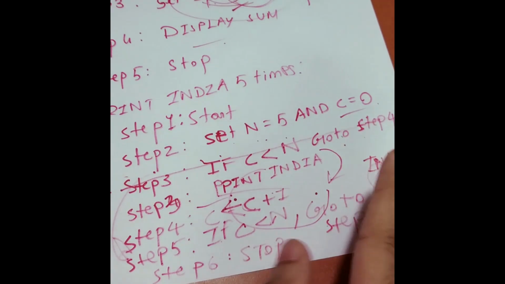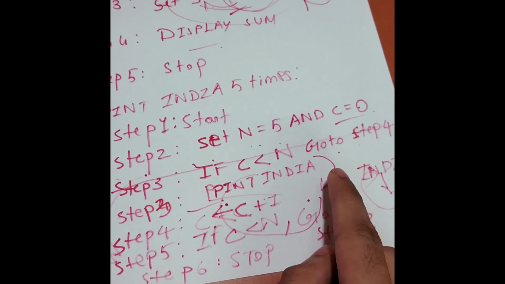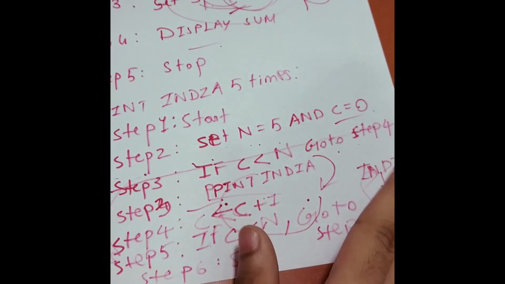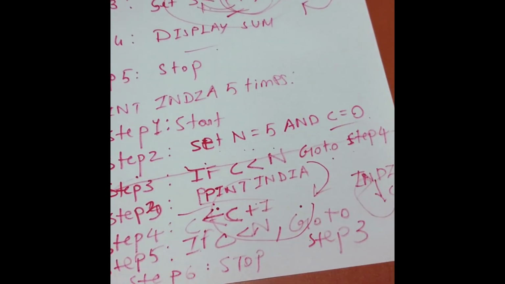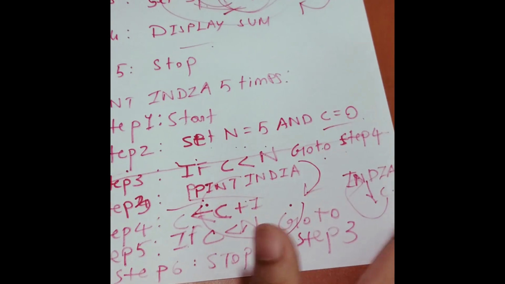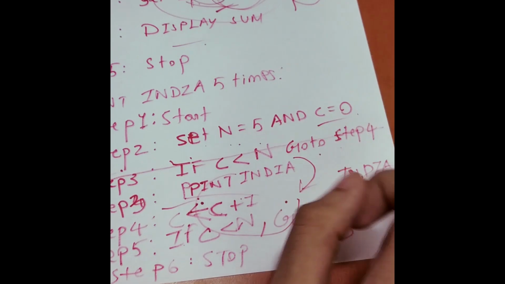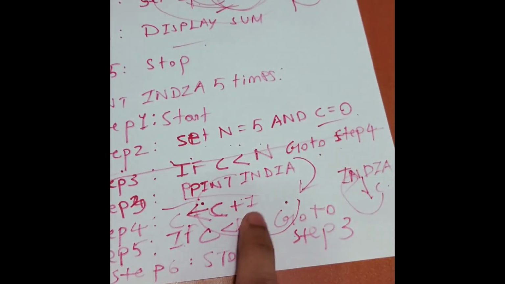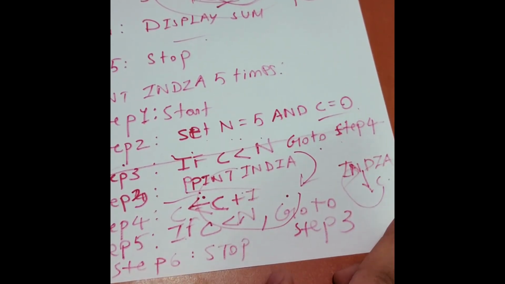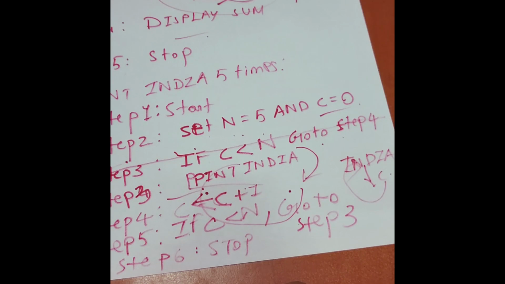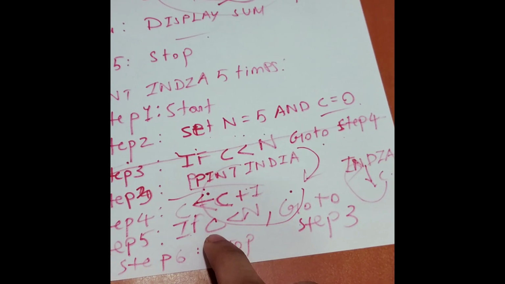India printed. Incremented again. Again it checks, 3 is less than 5, obviously go to step 3 again. Print India. 3 plus 1, again incremented to 4. 4 is less than 5, obviously go to step 3 again. India is printed 5 times: when C was 0, when C was 1, when C was 2, when C was 3, and when C is 4. And then 4 plus 1 is incremented to 5. Is 5 less than 5? No. So this won't work. The code will end.